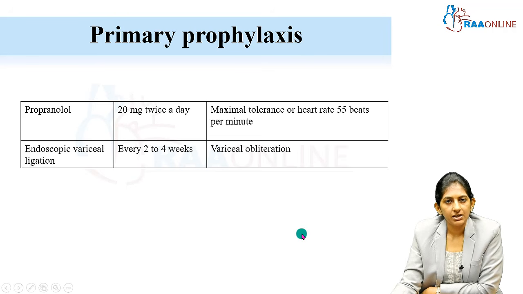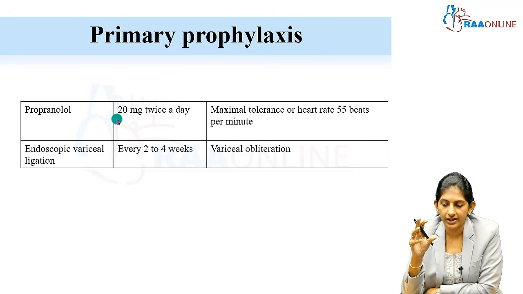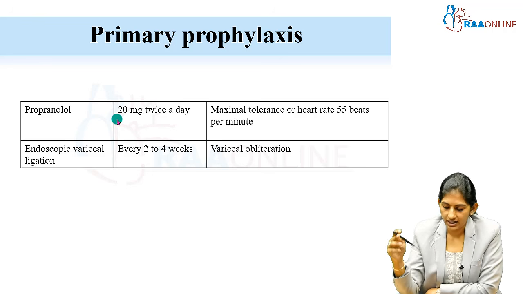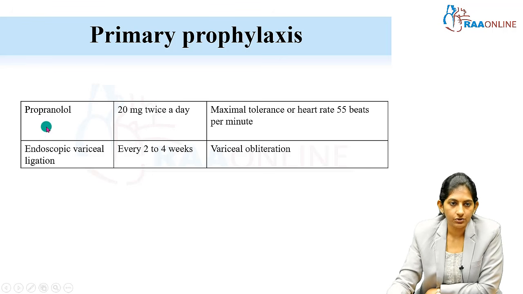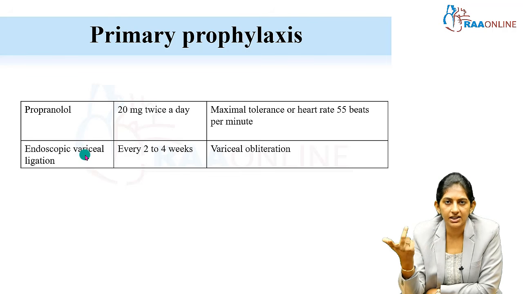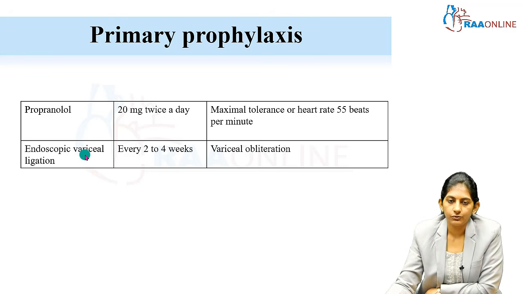So primary prophylaxis. Primary prophylaxis you start even before the child has a UGI bleed. So you have diagnosed a child with portal hypertension. You do a UGI endoscopy and you do a variceal ligation. Say it will be grade 1 or grade 2. Even before the first UGI bleed, it will be very small. So you can do a variceal ligation and you keep doing it every 2 weeks or at least every 4 weeks. That will cause complete variceal obliteration.